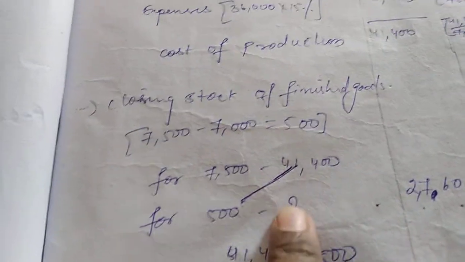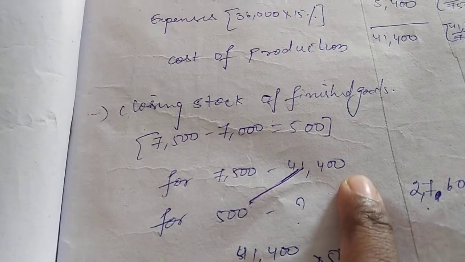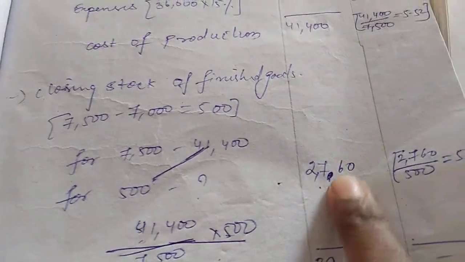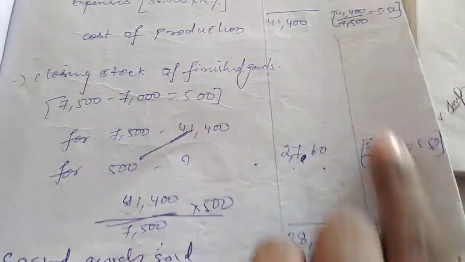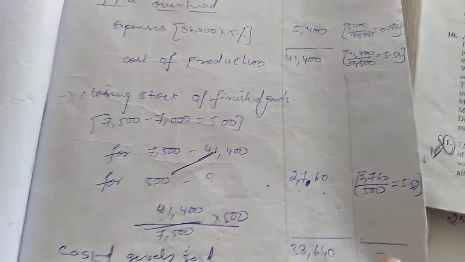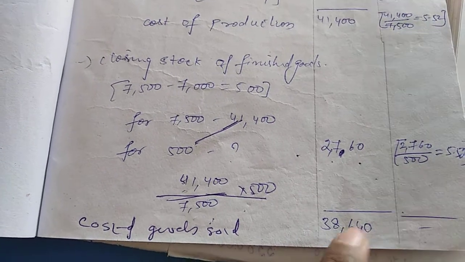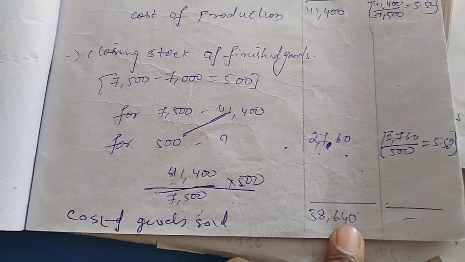In this question, cross multiplication gives 2,760. You deduct this from the cost of production, and finally you get the cost of goods sold.